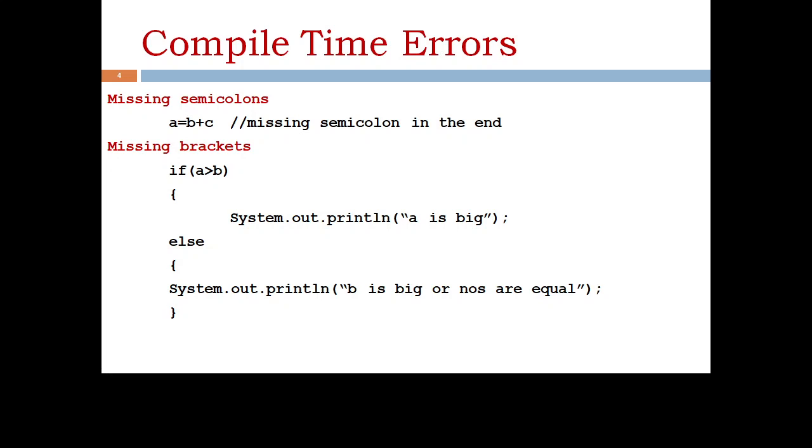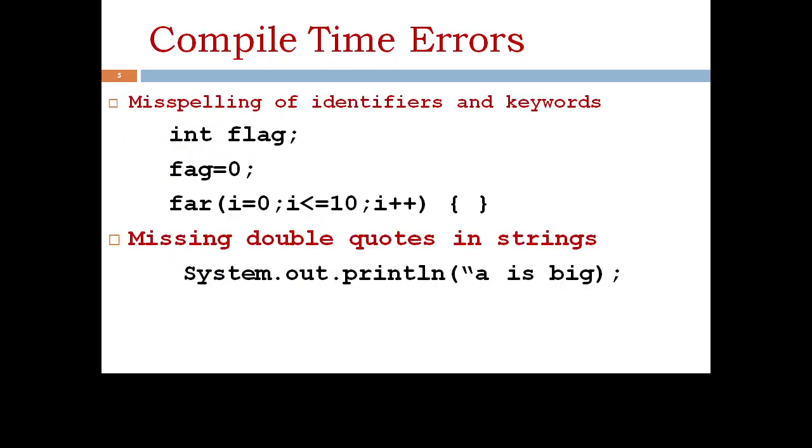Next is missing brackets. Each and every block of code has to be enclosed within curly brackets. Here an if condition is there, and in the true part a curly bracket is opened but it is not closed. Without closing that we have started else. This will be detected at compile time.